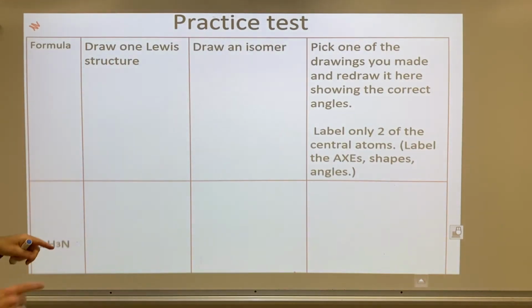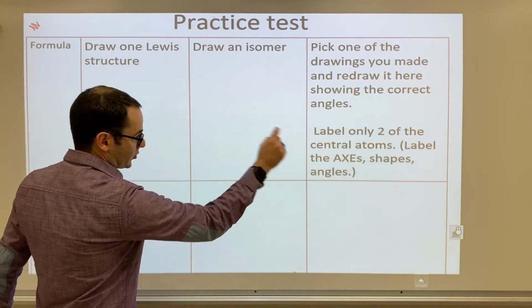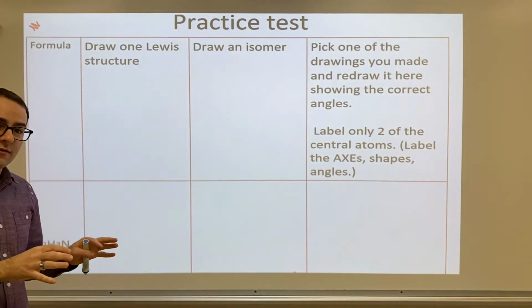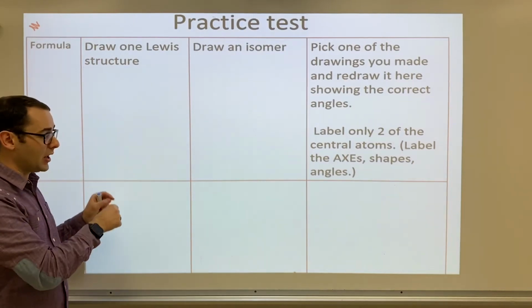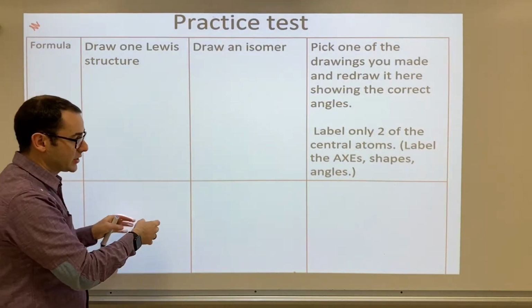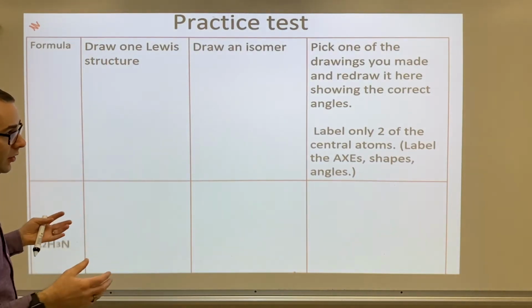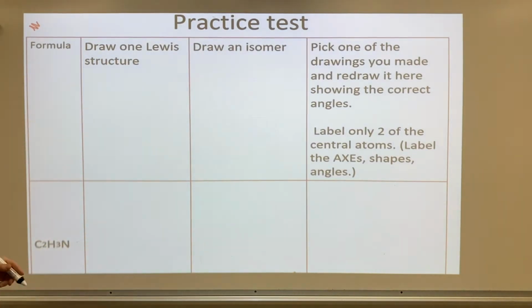The reason I'm having you draw 2 of them and then draw 1 over here is if there's a molecule that doesn't have a shape that we went over in class, you don't want to use that one over here. You want to use the one where we can actually label all the central atoms, all right? Okay, so let's do this one first.